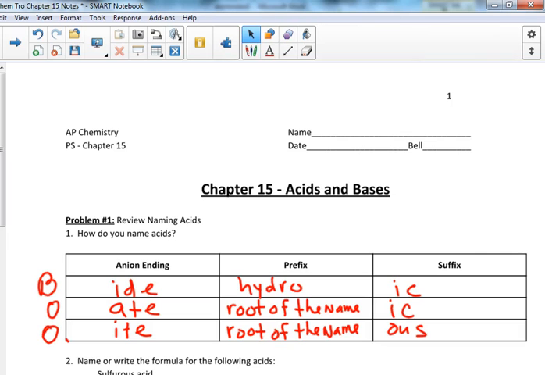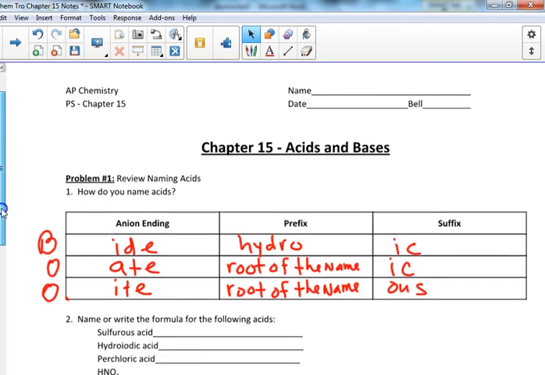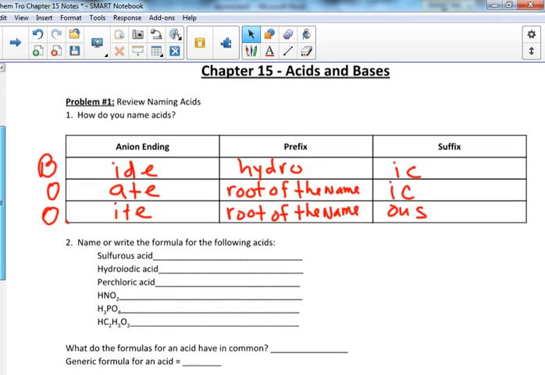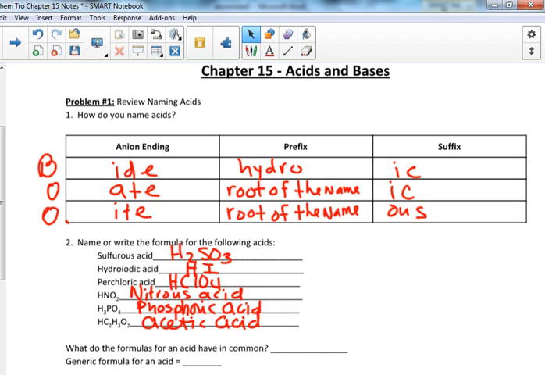Below, let me move this, but below you can take a few minutes and see if you can figure out what the formulas and the names are, and then pause the video and come back and check your answers. So check your answers. Here we go.